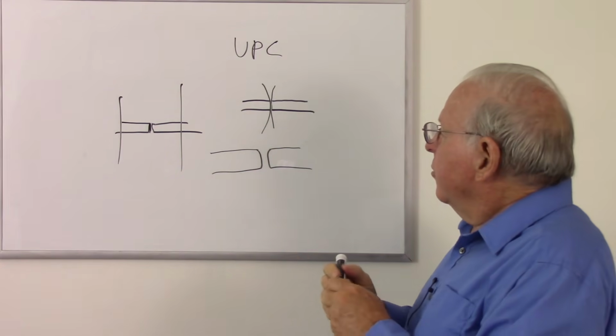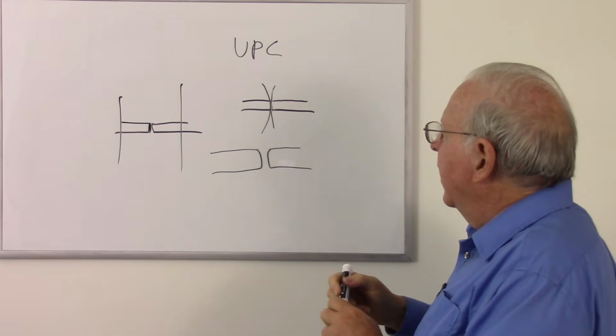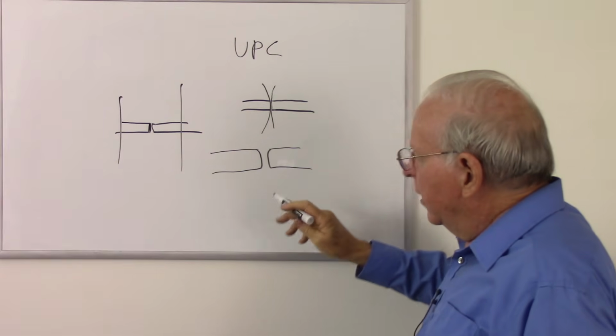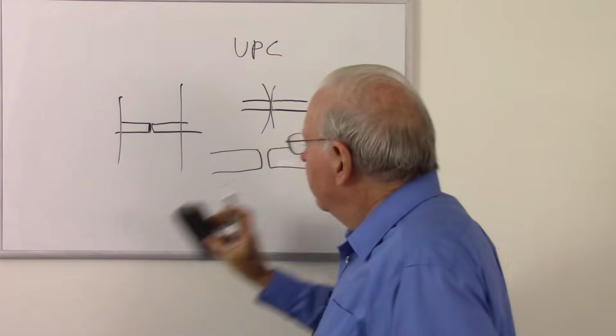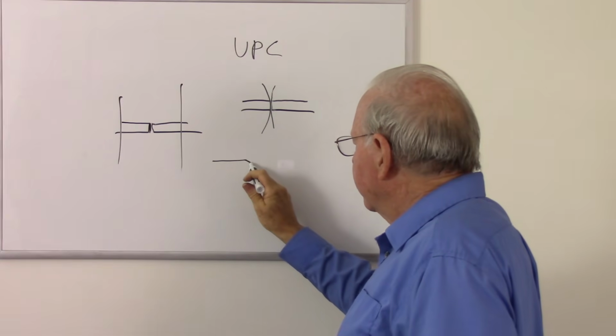But there's still a problem. We can't get rid of the reflections that we're going to have at this interface entirely, but we do a pretty good job with the UPC. But there's another one called APC, where these ferrules are polished at an angle. I'm going to exaggerate this, of course, here.